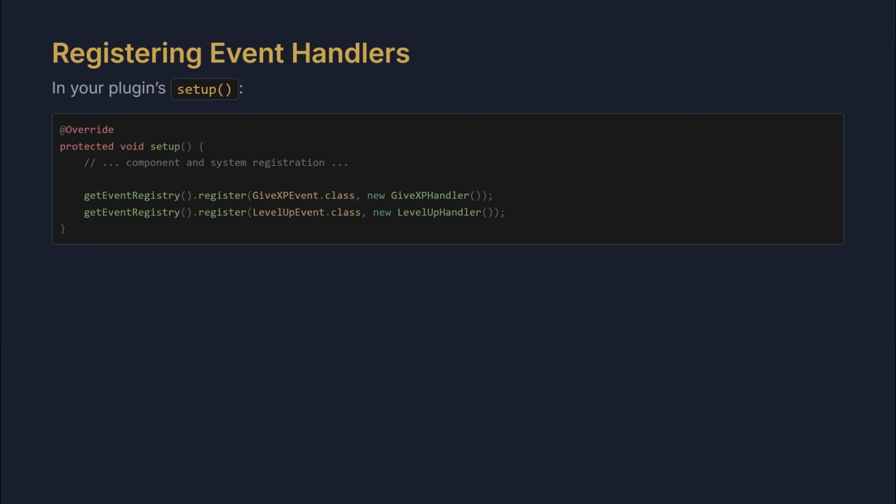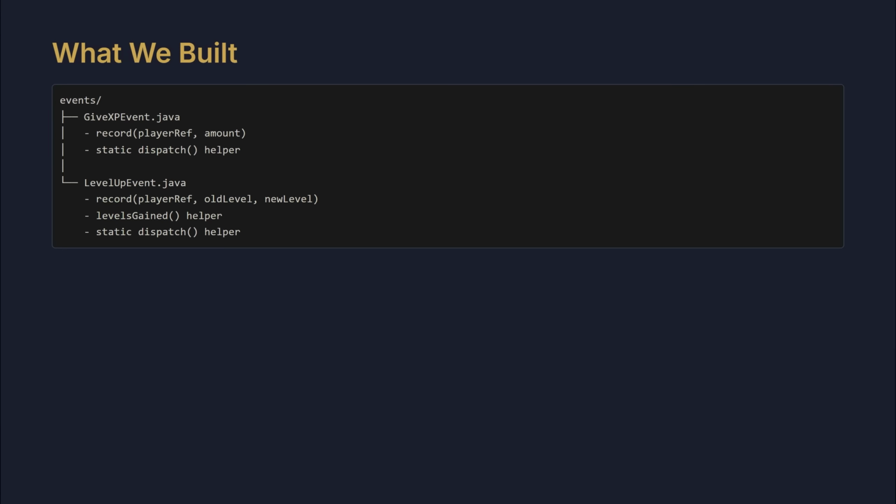So please make sure inside your main plugin class to register the event. Now we can call get event registry and register our class and our handler. In this case, new giveXP handler for the giveXP event and new level up handler for the level up event. So now what we have built is the giveXP event and the level up event. We need to in just a bit create the handlers. So be aware we haven't actually created them yet, but this is how you would register them.